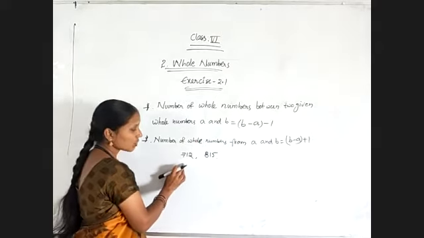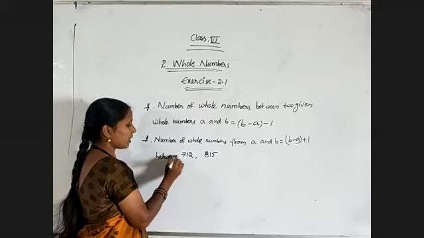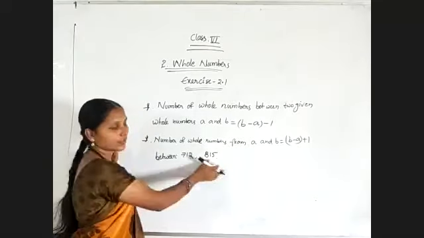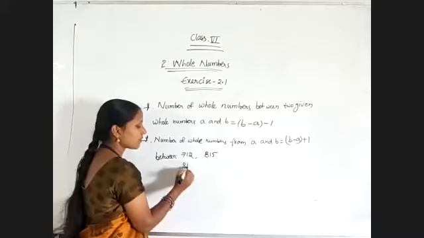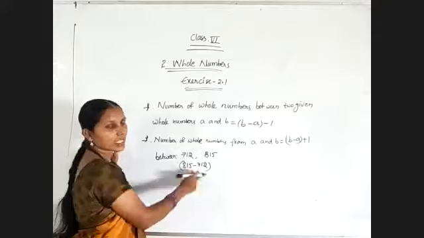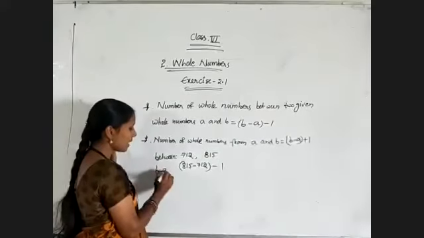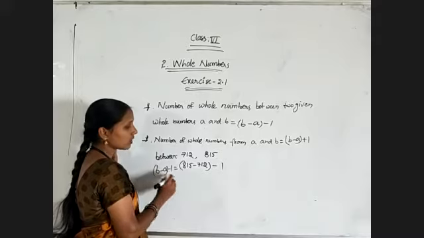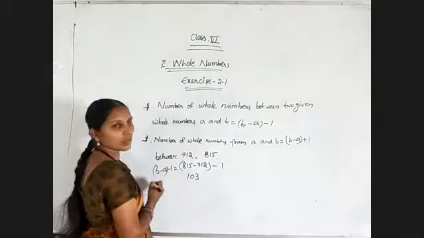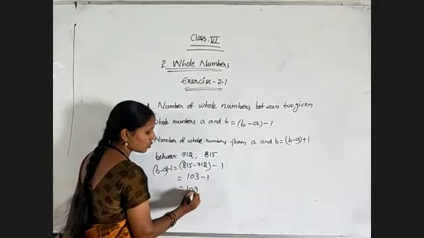If I am asked between, list how many numbers are there between 712 and 850, we need to first find the difference between those two values. Difference means greater value minus smaller value. Minus 1 we have to do. B minus A minus 1. So 850 minus 712 is 138, minus 1, which is equal to 137.